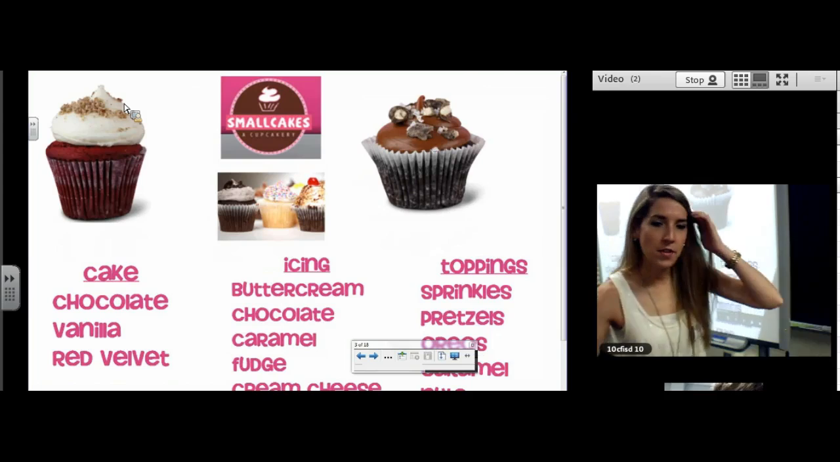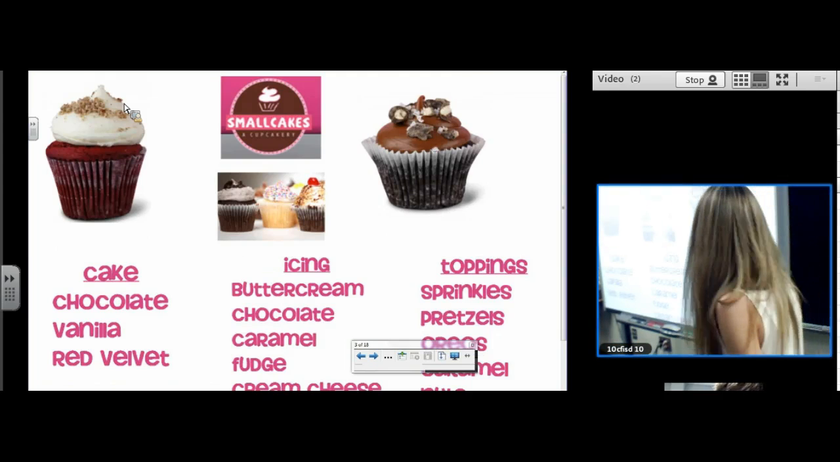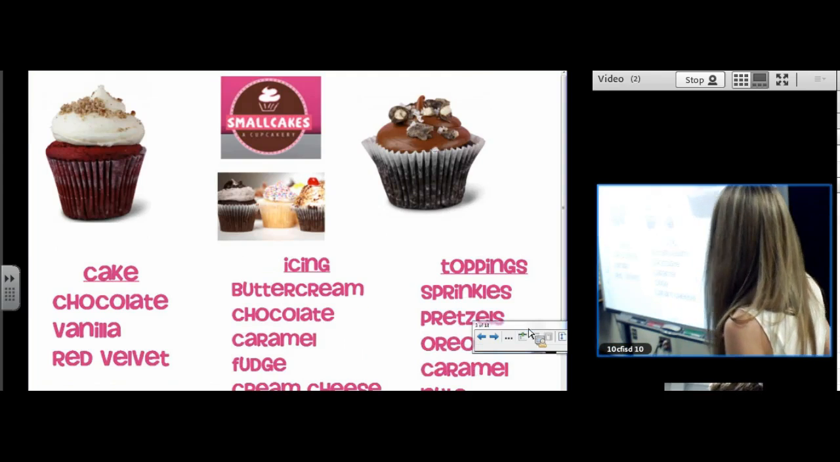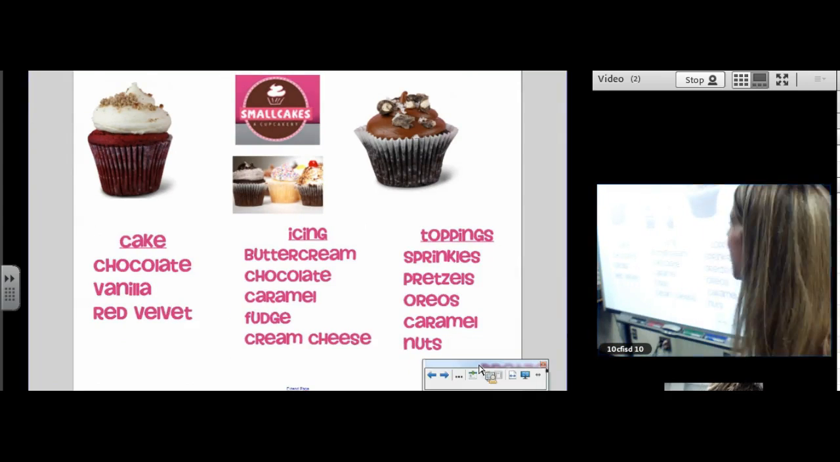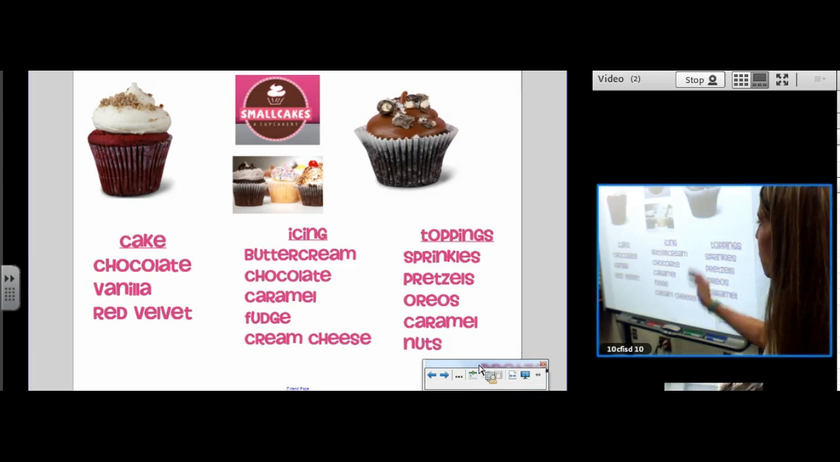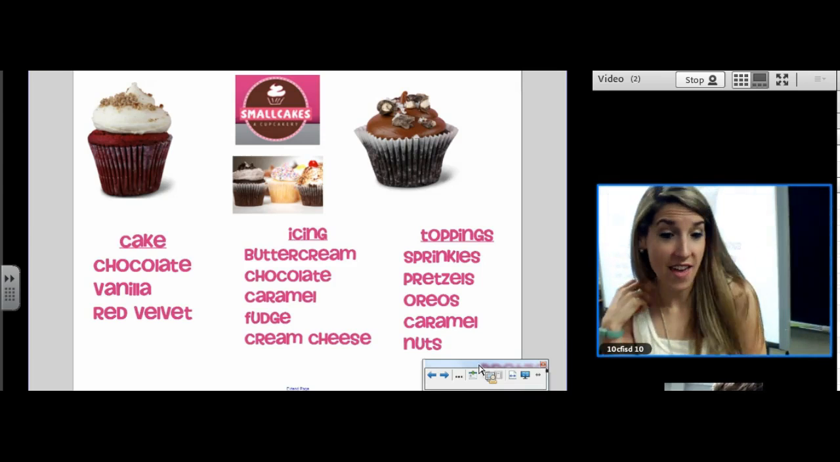Okay, let's move on right into the lesson because we don't have to check any homework, which is awesome. Have you ever been to Small Cakes? One of you gave me Small Cakes at the end of first semester. Thank you. Delicious.